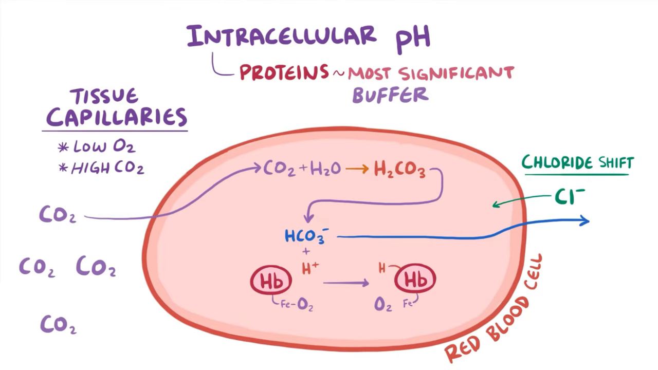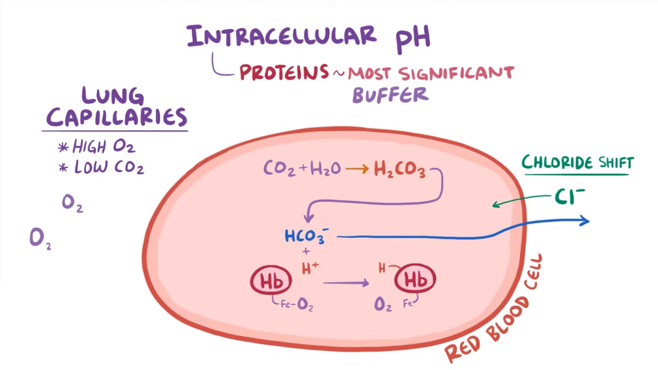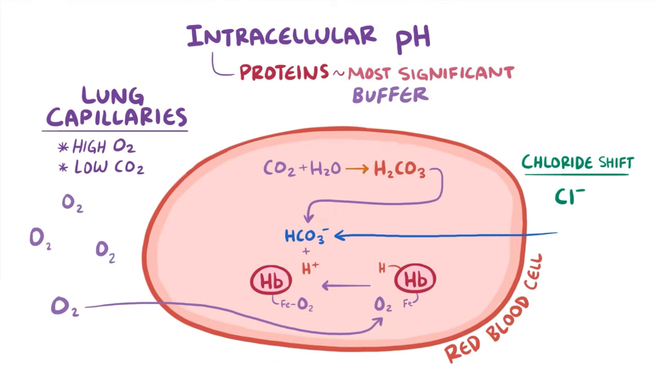Now, once the red blood cell gets into the capillaries of the lungs, there's a low level of carbon dioxide and a high level of oxygen, so the process reverses. Oxygen binds to hemoglobin and hydrogen ions get released. Bicarbonate re-enters the red blood cells and combines with hydrogen ions to form carbonic acid, which dissociates into water and carbon dioxide, and then the carbon dioxide gets breathed out by the lungs.